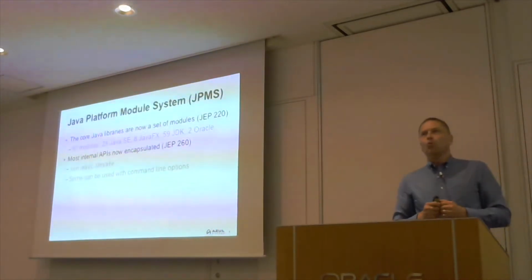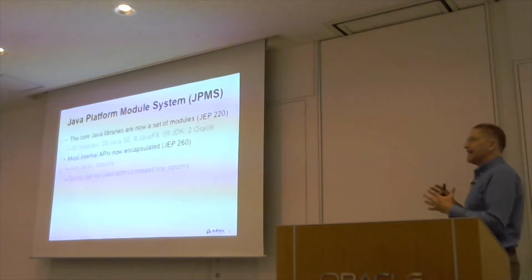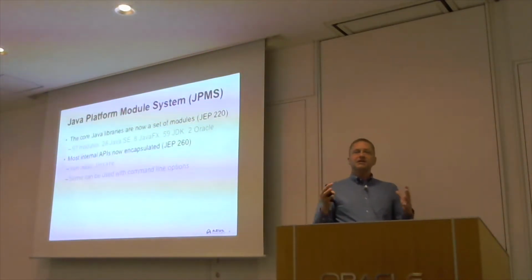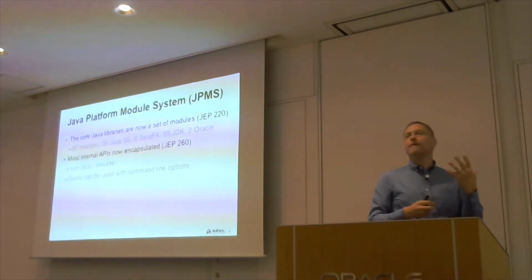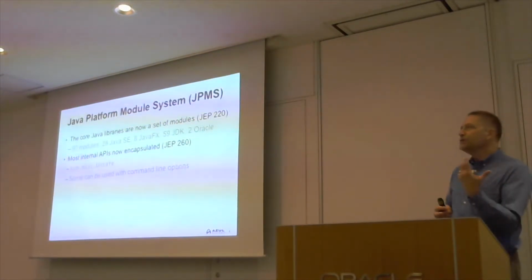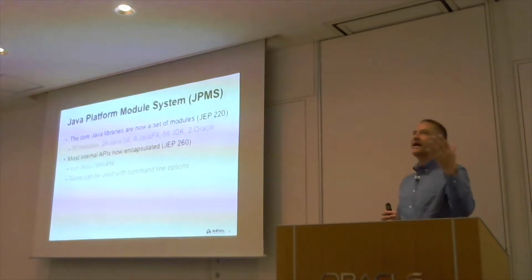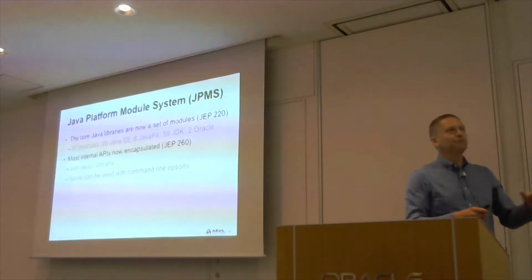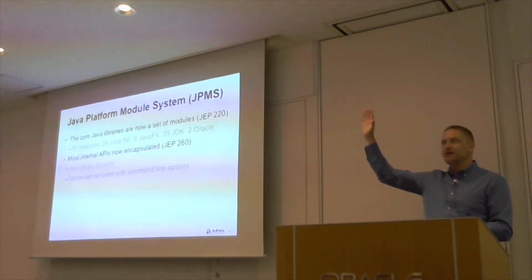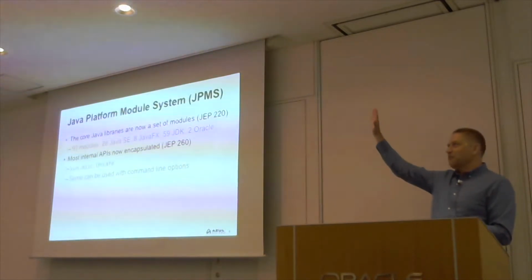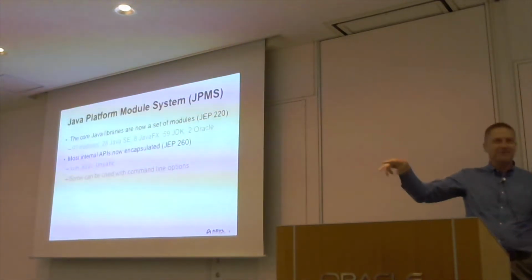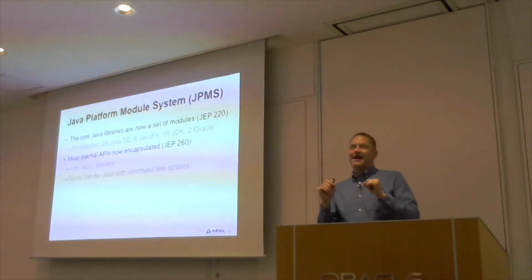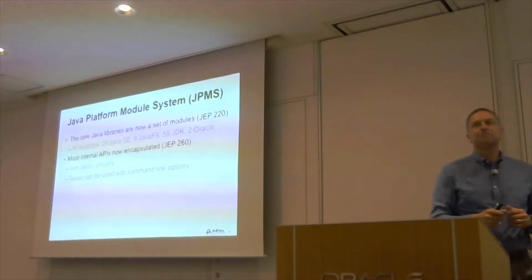So let's talk a little bit about what the platform module system actually is. It's all about taking the JDK and making it more manageable. Now, the reason for this is that if you go back in the history of Java, all the way back to JDK 1.0. So let's have a quick show of hands. Anybody here used JDK 1.0? Okay, 1, 2, yes. You were going to say yes. So a couple of people who are as old as me and can remember JDK 1.0.